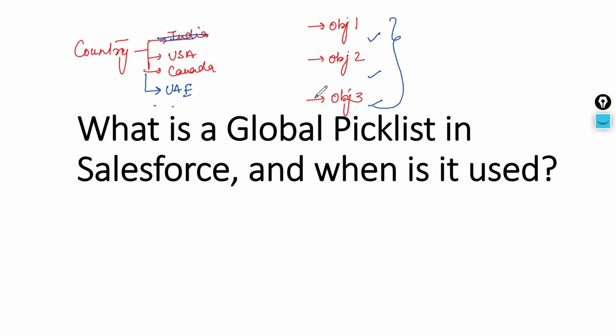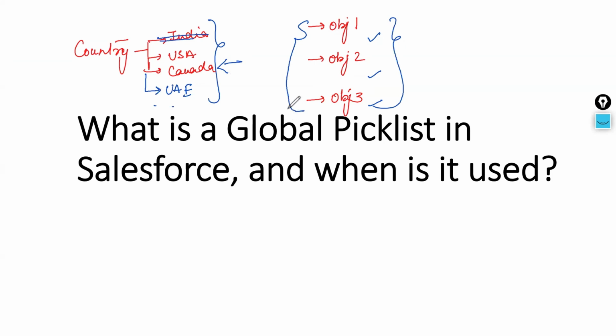So this is a use of global picklist, reusability and maintenance. You just have to make changes over here and it will be reflected on all the objects, all the fields which are using the global picklist. So that's why we use global picklist. Right now, I'm just giving you the example of 3 objects.